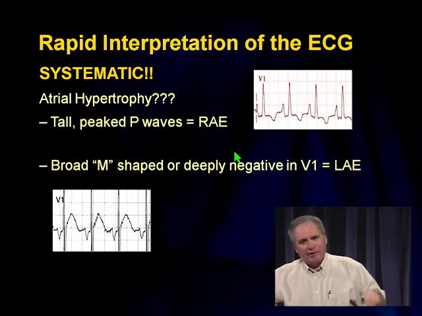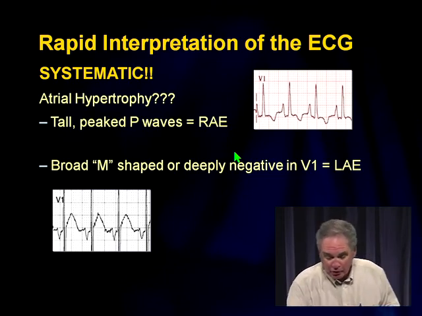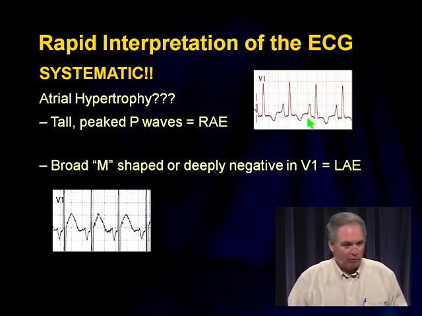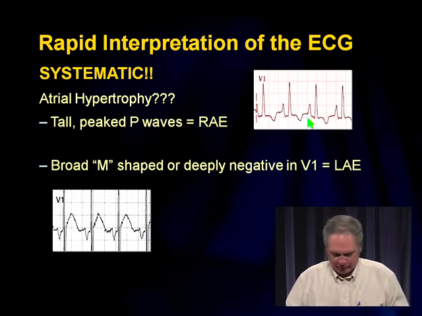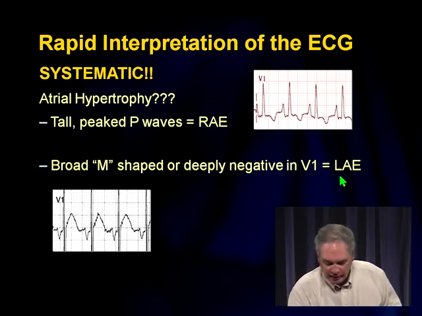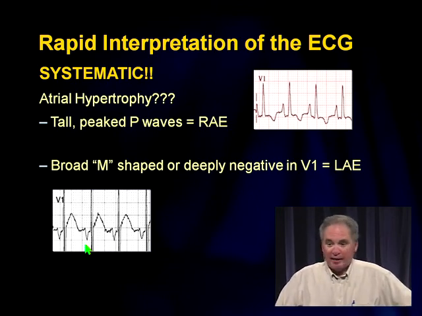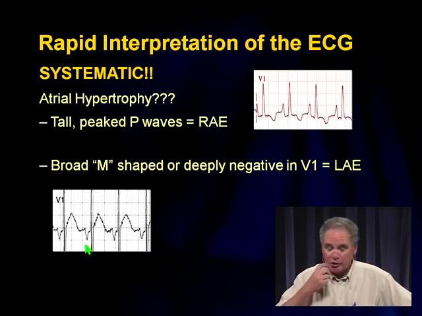Okay, so after I do the rate, the rhythm, look at the axis, I then look at any evidence of atrial hypertrophy. So we look at the P waves. And for right atrial hypertrophy, we're looking at these tall, peaked P waves. That is how we diagnose right atrial enlargement, right atrial hypertrophy. Or for left atrial enlargement, there are two things we look at. One, as shown here, deeply broadly negative P waves in V1. That can reflect left atrial enlargement. And some of you may also be familiar with the very broad M-shaped P wave in any lead, which represents left atrial enlargement. Good. Doing well.